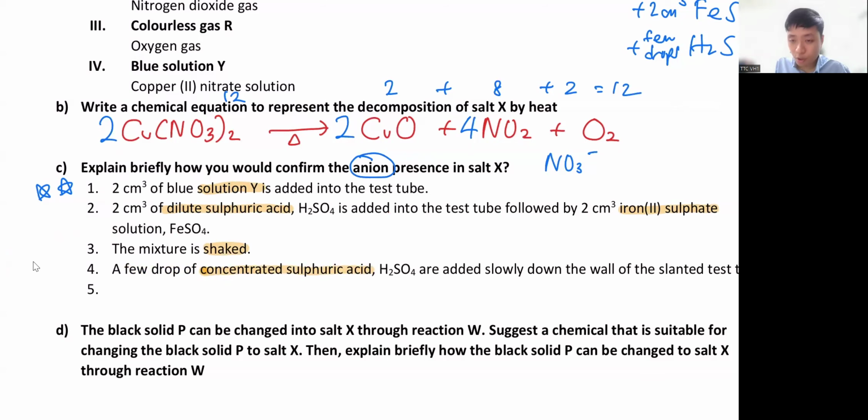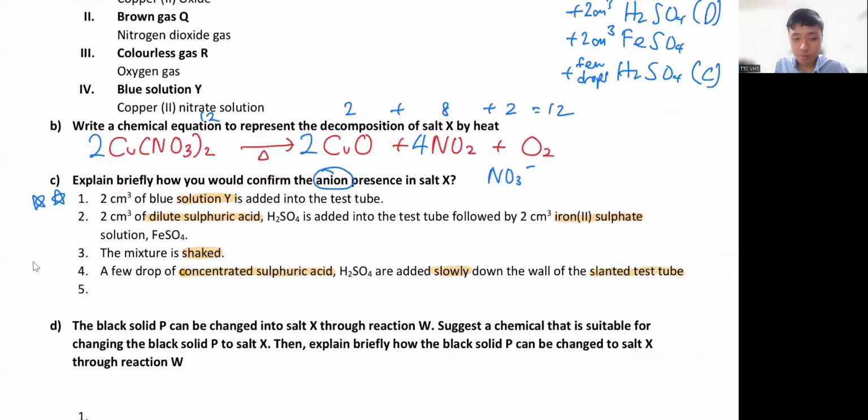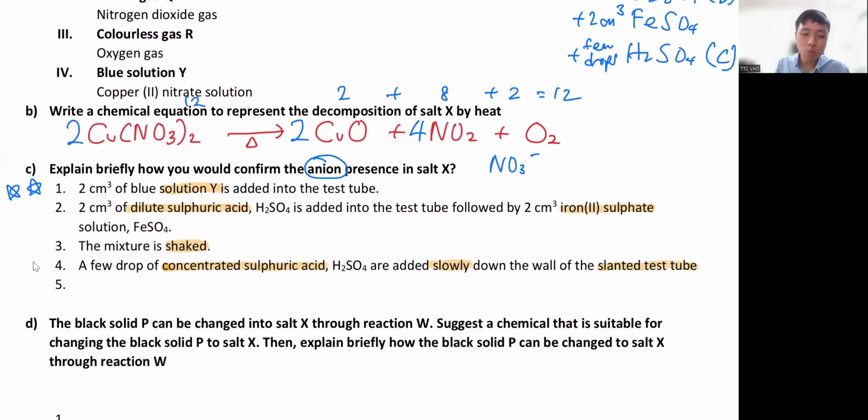Then add slowly into the slanted test tube. Finally, what do you see? Brown ring. Remember, brown ring forms. You get a brown ring forming.